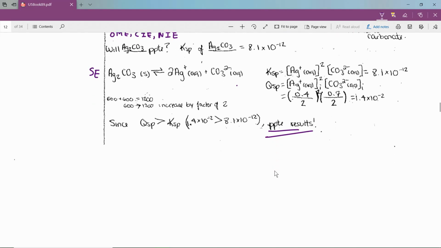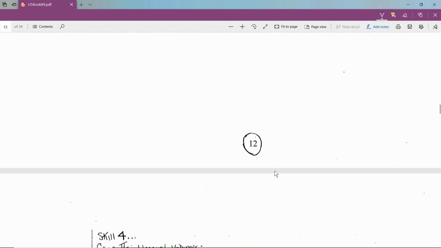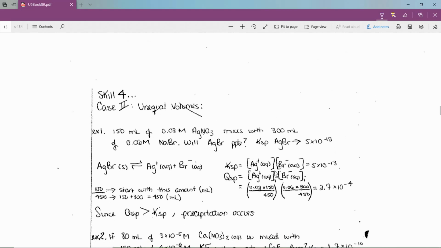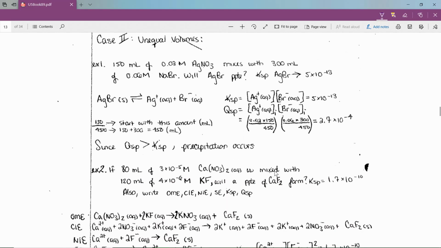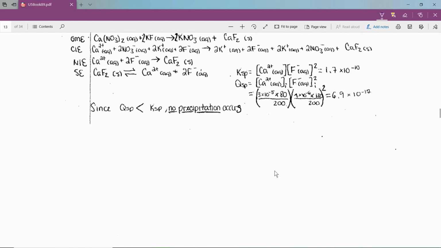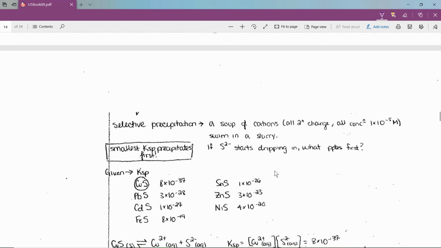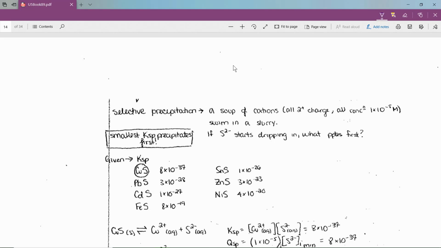Okay, let's see, do we have another one here? Okay, so those are two examples of equal volumes. Unequal volumes I'm going to omit at the moment. So let's go to page 14 and look at something interesting called selective precipitation.